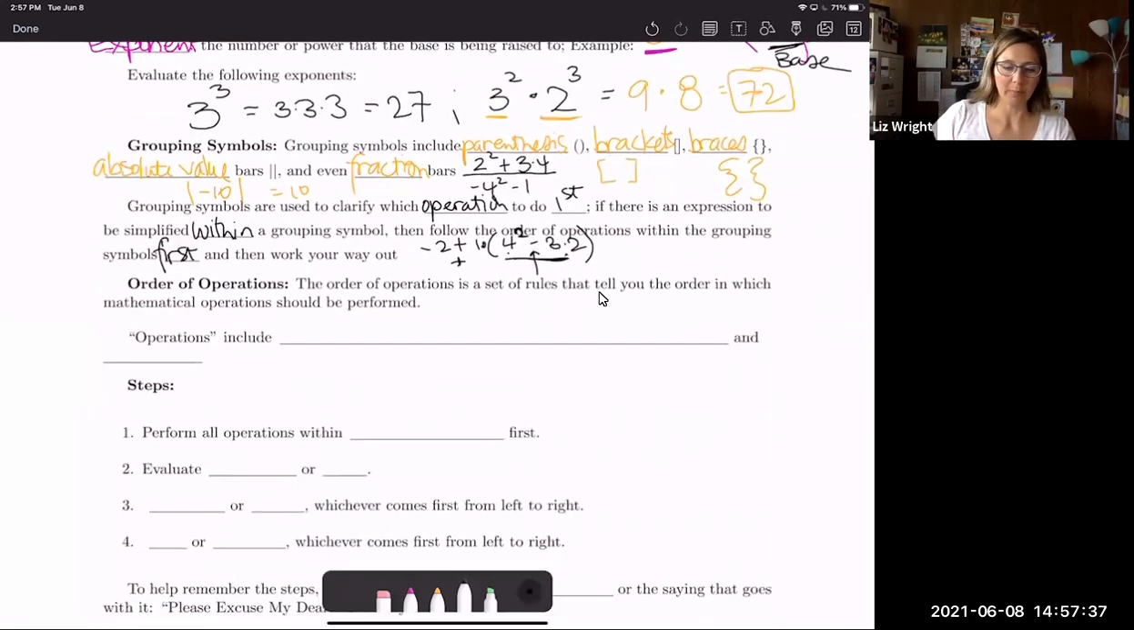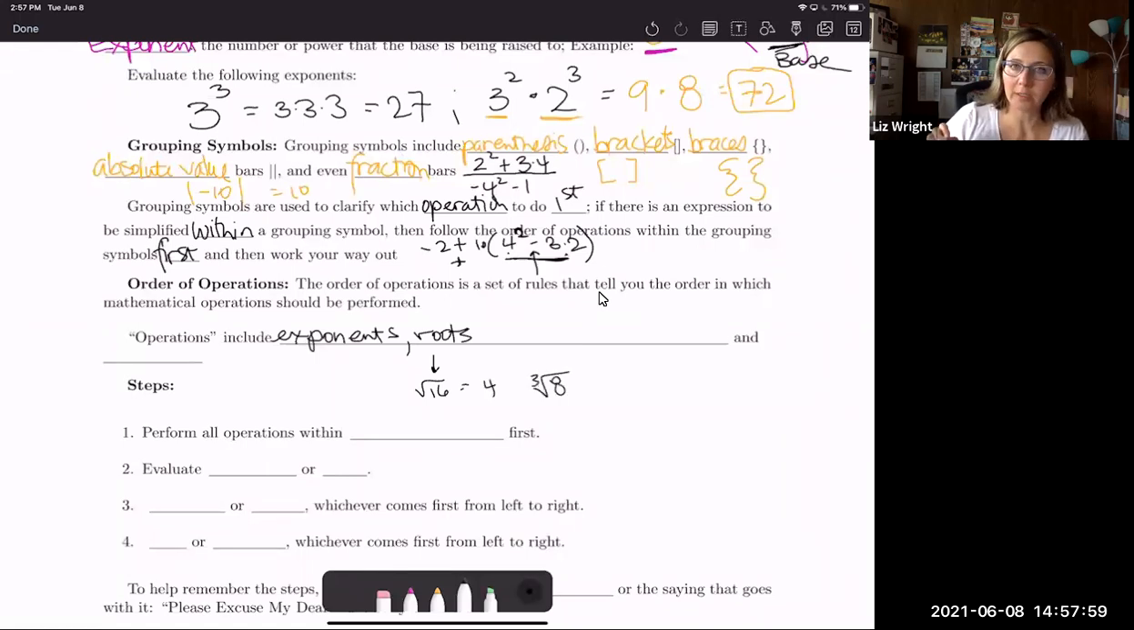All right, order of operations. Operations can include exponents, roots, and again, roots are like the square root of 16 would equal 4. Or if we were doing the cube root of 8, that's like what number times itself 3 times would give me 8? Well, we did it up above, it was 2.